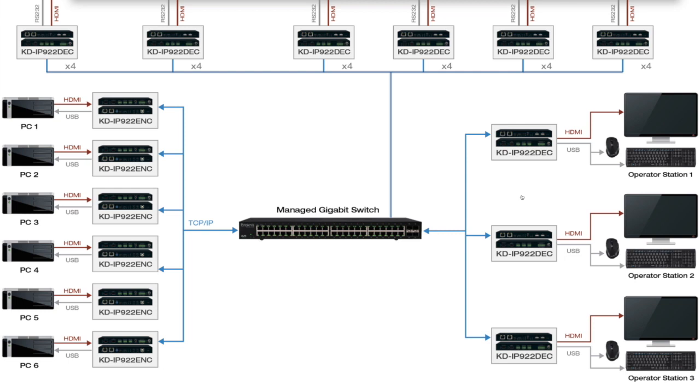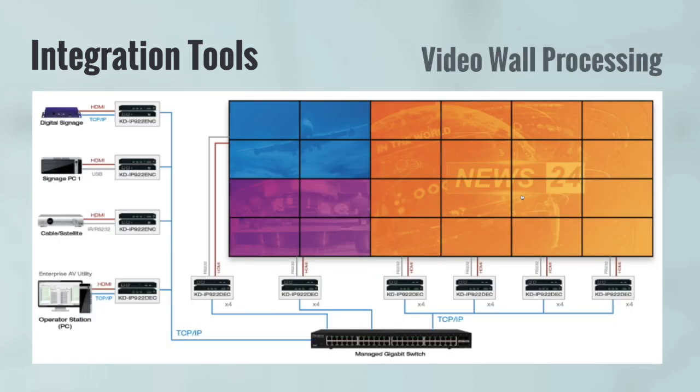Now, if you want to view one thing while having access to a different computer, that's a feature set of our IP1022 that we will go into. And just like we saw there depicted at the Operations Center application diagram, video wall processing.